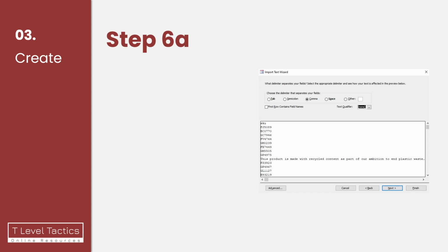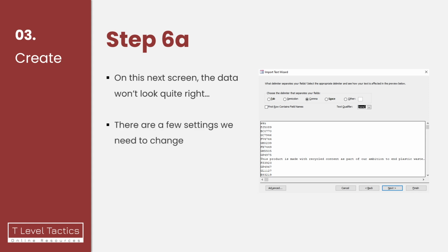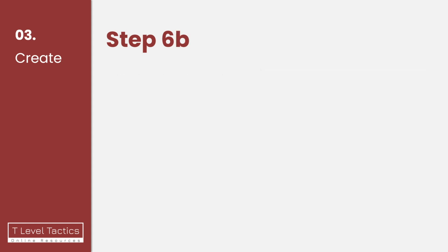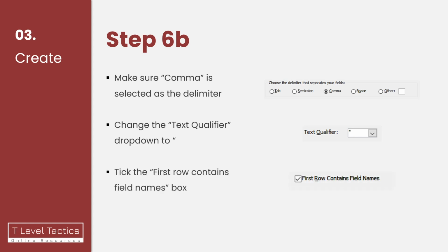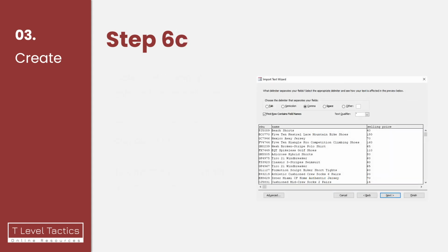On the next screen, the data isn't going to look quite right yet, and there are a few settings that we'll need to change here. First of all, make sure comma is selected as the delimiter at the top of the screen. Then change the text qualifier drop-down box to quotation marks. And finally, tick the first row contains field names box. The window should then look like this, and your data should look much better. Click Next.